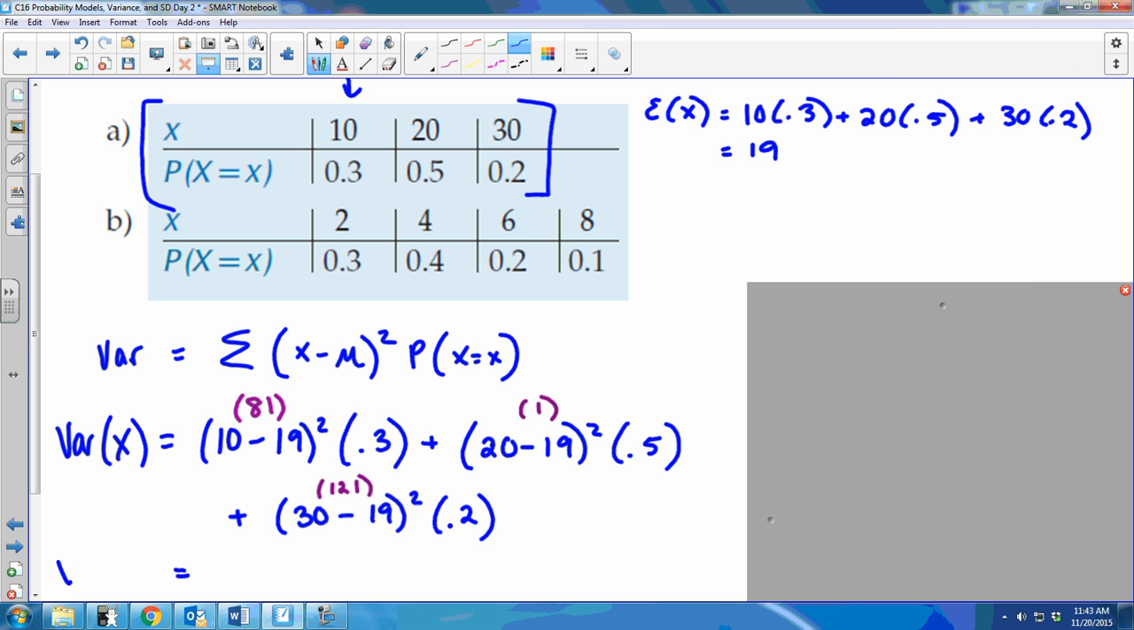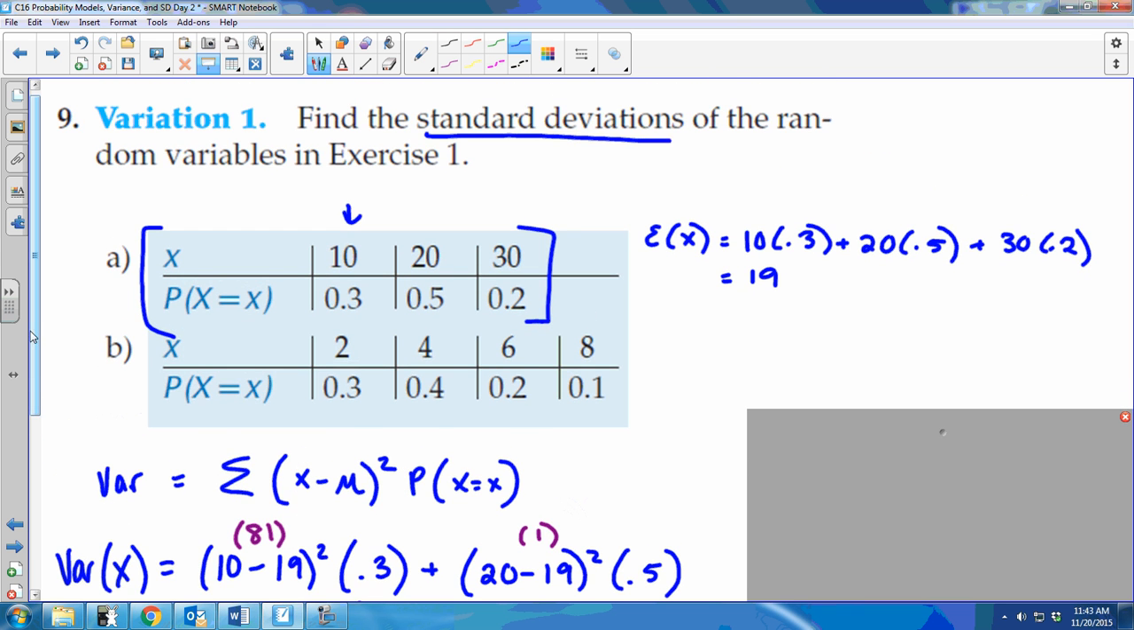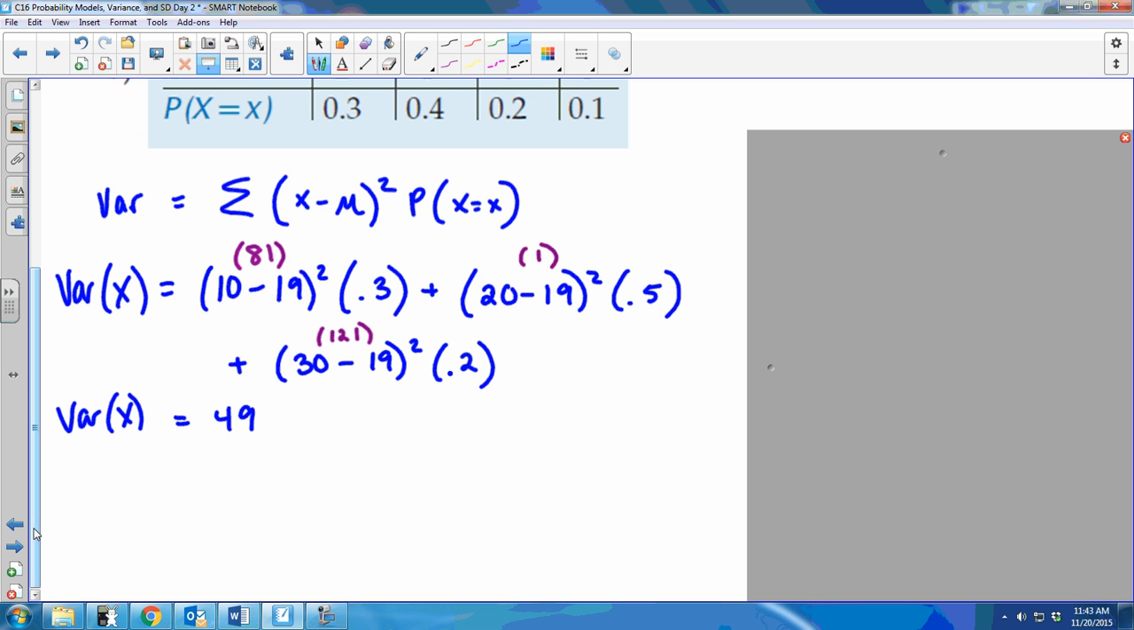Now that's just the variance. The question actually asks us to go through and find the standard deviation. So if we have the variance, and you want to find the standard deviation, you just take the square root. Since the variance is the standard deviation squared, you just take the square root to get the standard deviation. So the square root of 49 is 7.